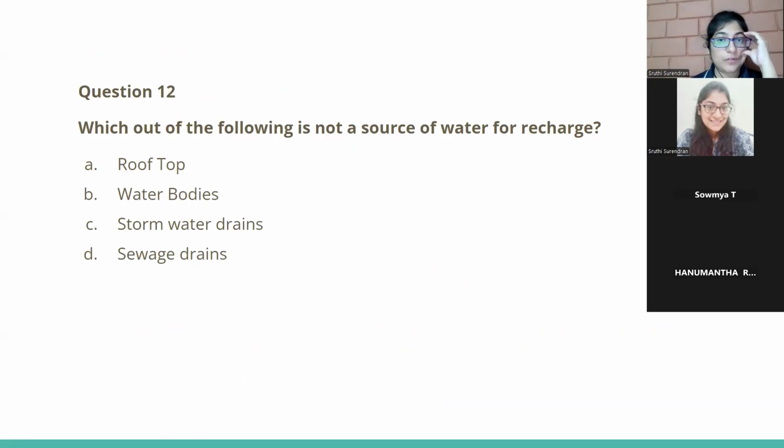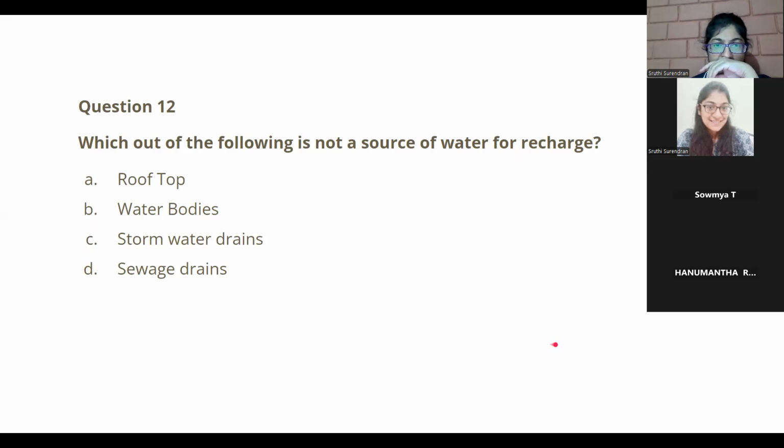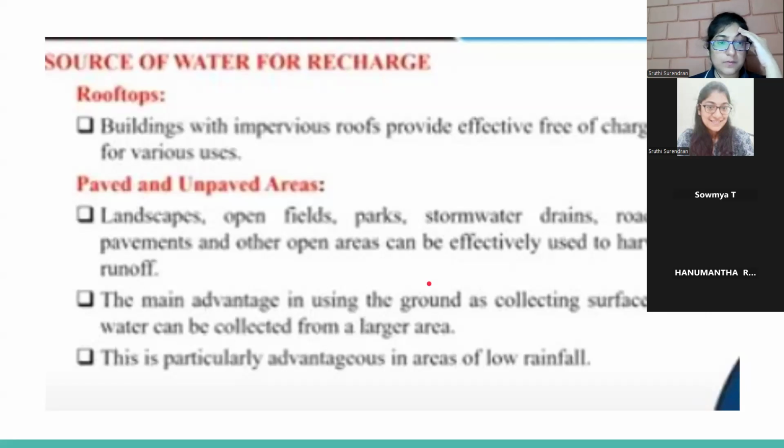Which of the following is not a source of water for recharge? Talking about groundwater recharge: rooftop, water bodies, stormwater drains, or sewage drains, which is not an option for recharge. So the answer is pretty obvious here. It is sewage drains.